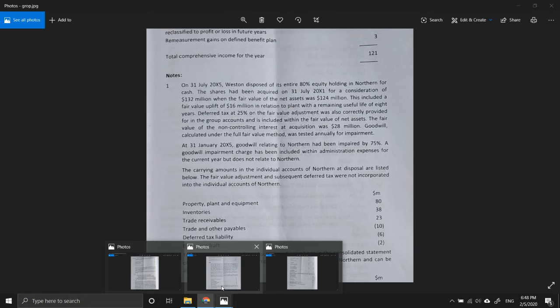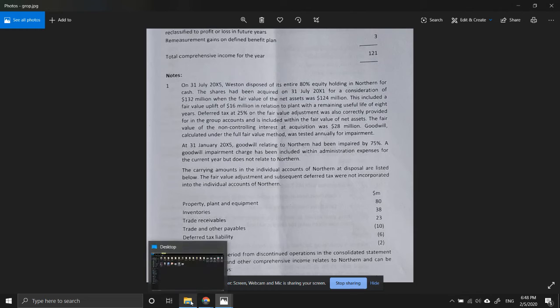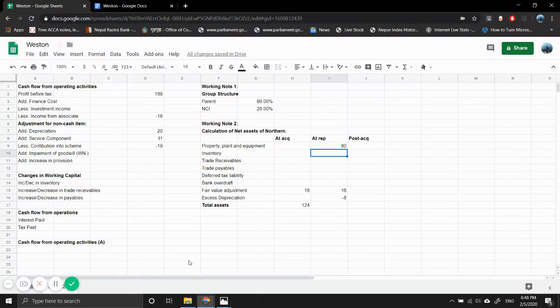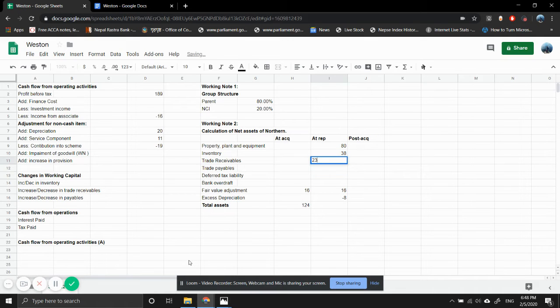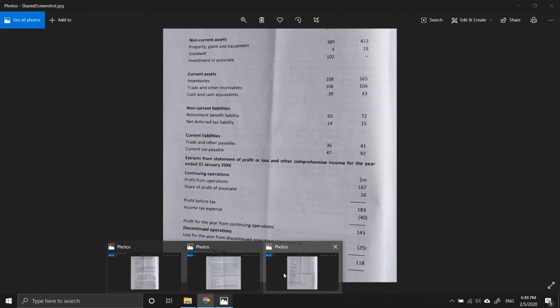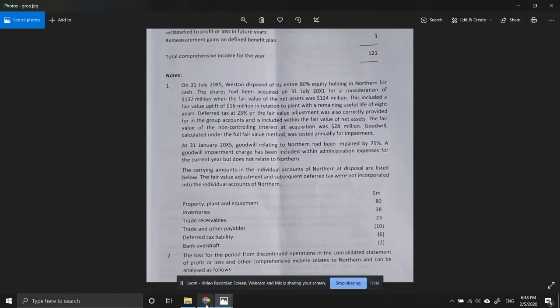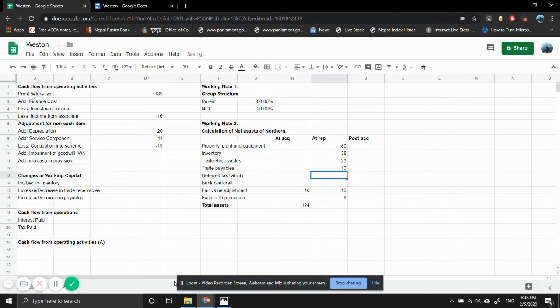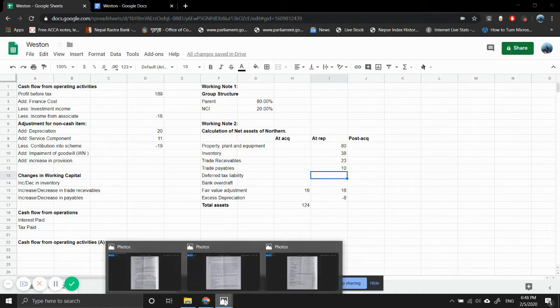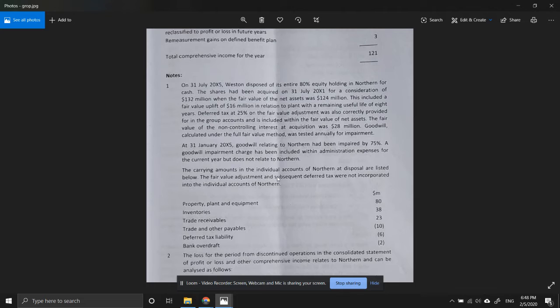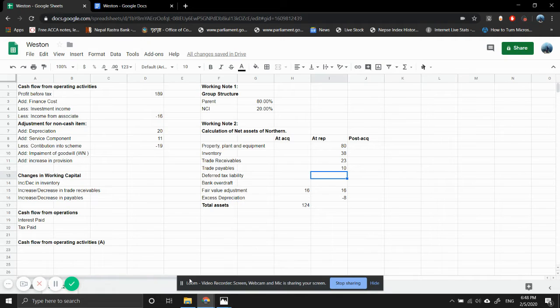And then inventory. What's our inventory? 38. Trade receivables 23. Trade payables 10, right? Deferred tax liability is also not included, so the fair value adjustment and deferred tax liability have not been included, okay? So minus 6. Minus 6.